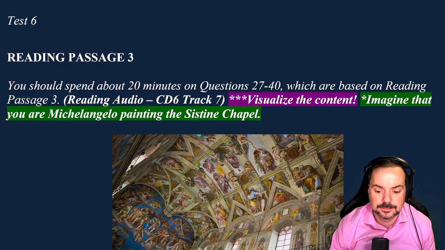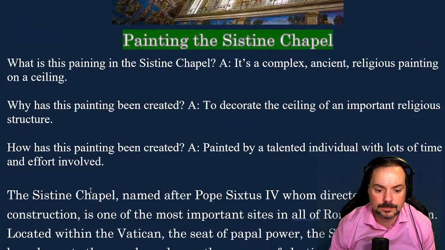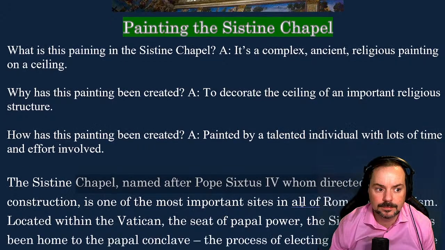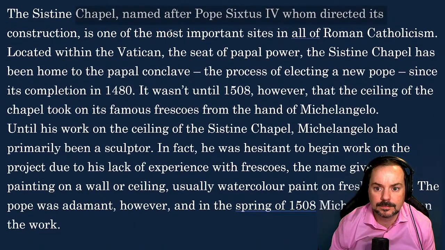The Sistine Chapel, named after Pope Sixtus IV, whom directed its construction, is one of the most important sites in all of Roman Catholicism. Located within the Vatican, the seat of papal power, the Sistine Chapel has been home to the papal conclave, the process of electing a new pope, since its completion in 1480.